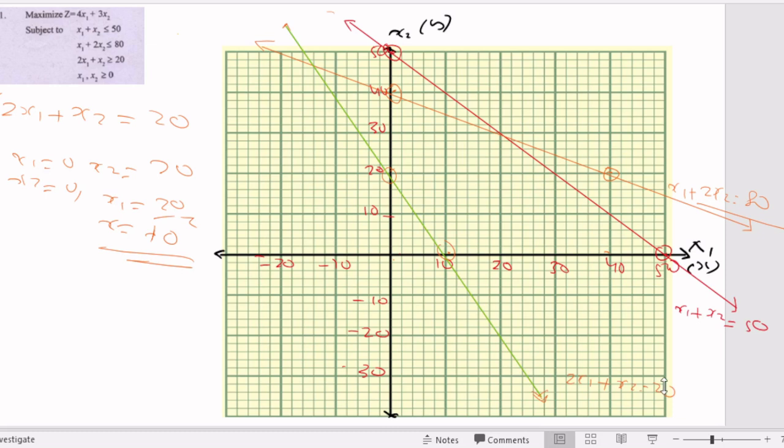Now the main thing is to find the feasible region. To find the feasible region, we need to check the inequality, how it is given. The inequality says first x1 plus x2 less than or equal to 50. When I say x1 plus x2 less than 50, the first line, this one, so everything below this one, below the red line. Then the second equation says x1 plus 2x2, and this entire thing is the feasible region.